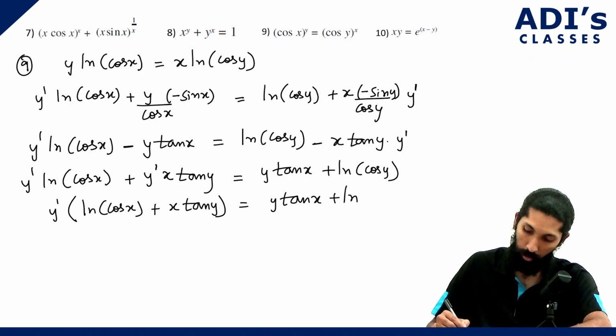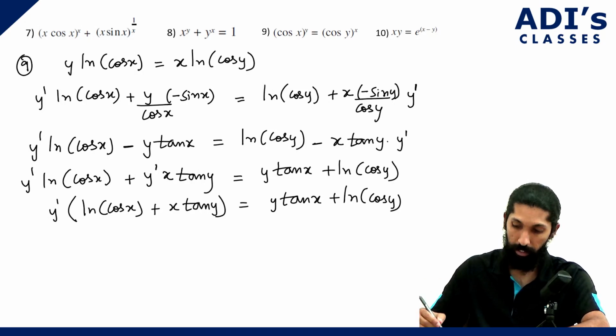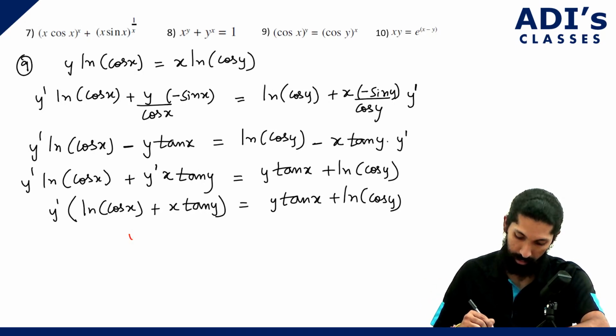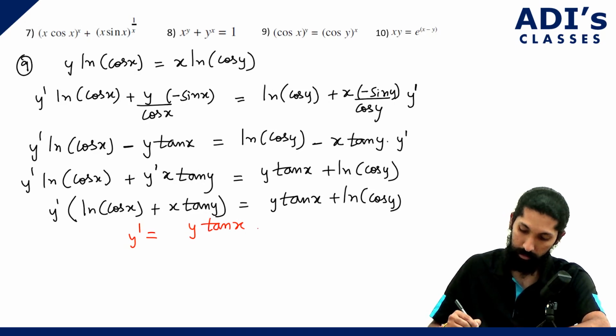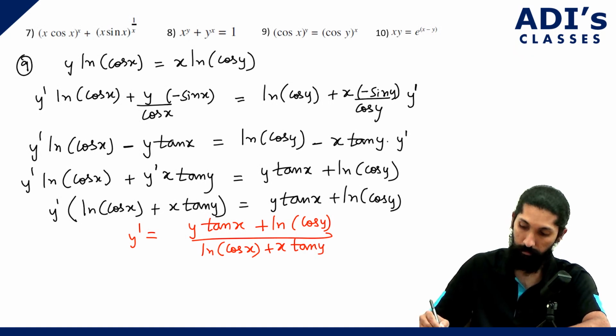So now what do? Take the y dash. So y dash is equal to y tan x plus log of cos y by log of cos x plus x tan y. This is the answer for the ninth one. Alright, now let's do the 10th one.